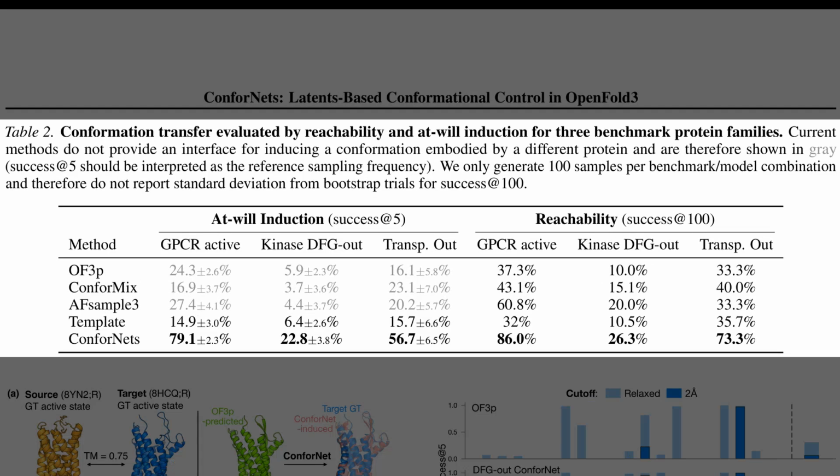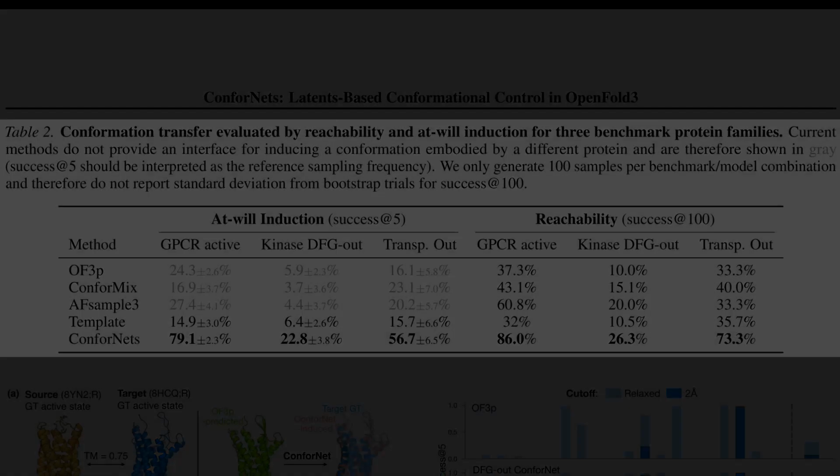So, Figure 5 illustrated individual examples, but Table 2 summarizes the quantitative results across 3 protein families. The metrics compare at-will induction, which means generating a specific state on command, and reachability, which tracks if the state appears within 100 samples. In the at-will columns, ConforNets reach a 79% success rate for cell receptors, while the base model stays at 24%. These massive gains show that latent modulation is a more reliable control mechanism.